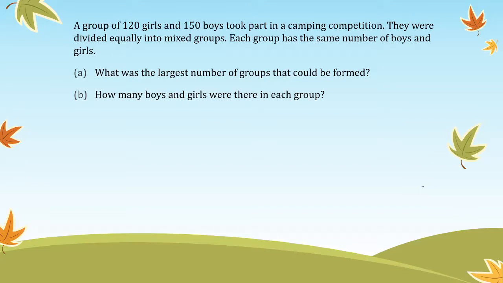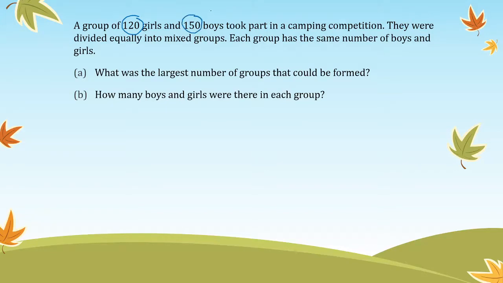Before we even begin to do such questions, the first thing we need to ask ourselves when we encounter such a question is, what are we doing here? What is exactly happening here? So we have two numbers. We have 120 girls, and then we also have 150 boys. Now we're going to divide them into groups.